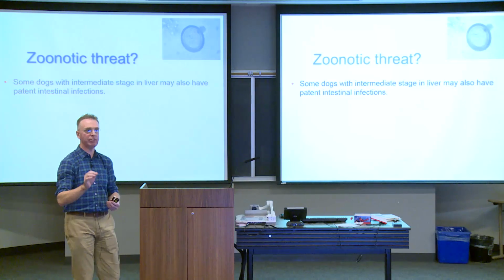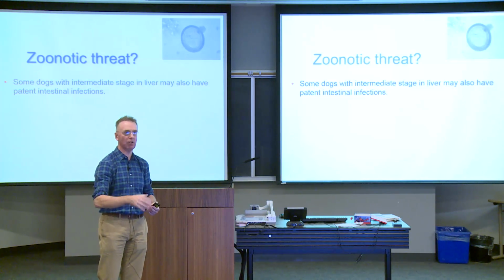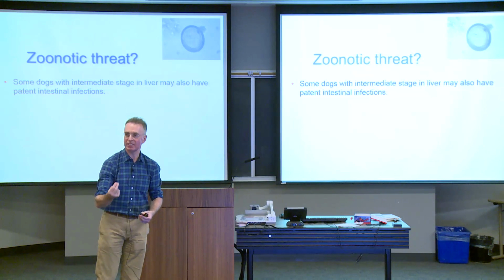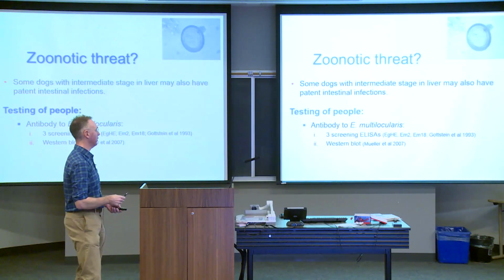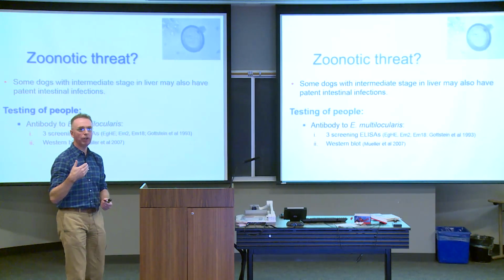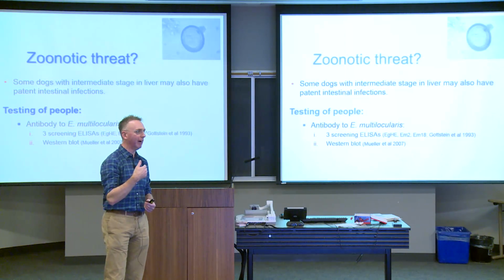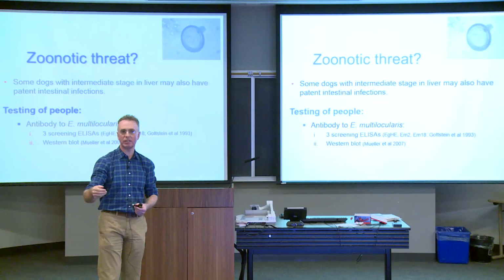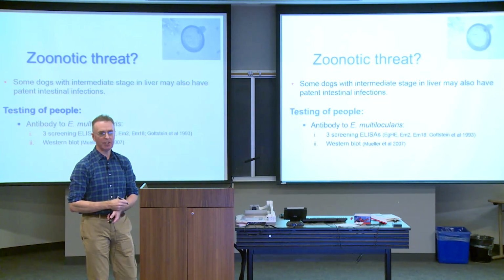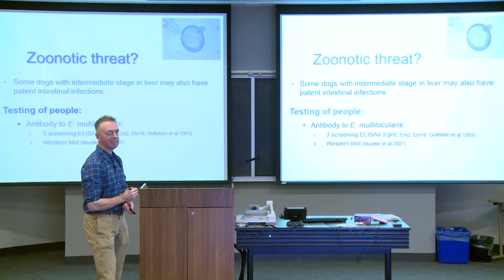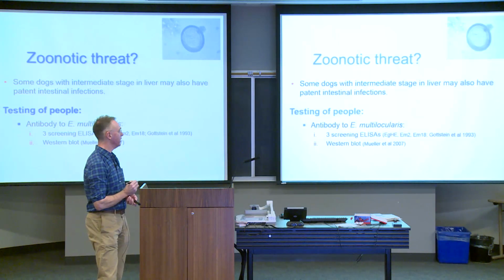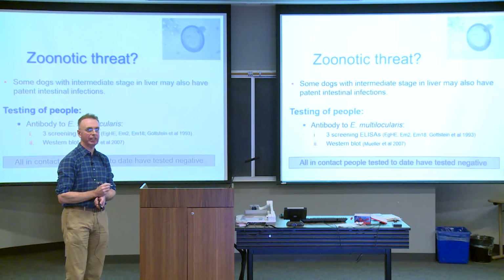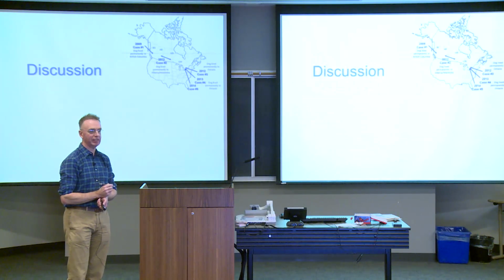However, it's important to appreciate that in Europe, about 20% of dogs with abdominal infections simultaneously have intestinal infections. All right? And because of that, we have worked with our public health counterparts in various parts of Ontario to test all people that have come in contact with the dogs to date. The blood samples from these people are sent again to the World Reference Lab in Switzerland, where they use 4 different antibody tests. And to date, fortunately, every single in-contact person has tested negative.